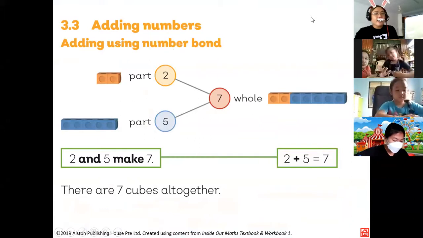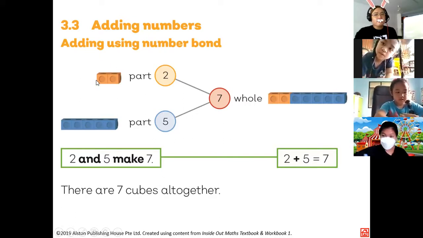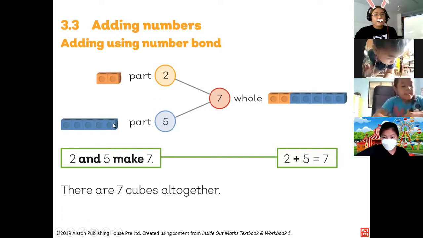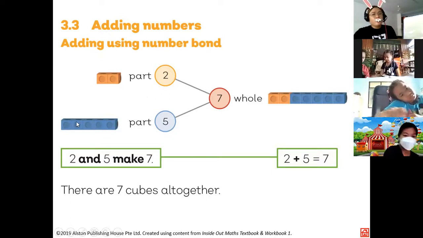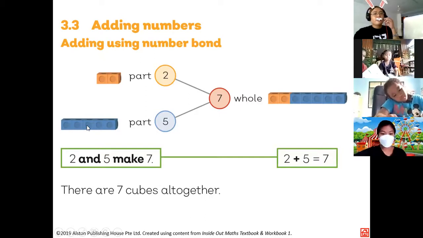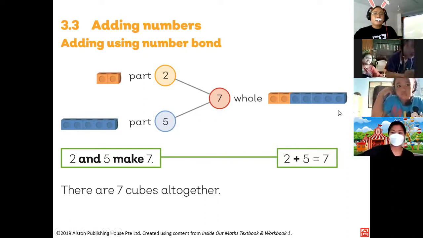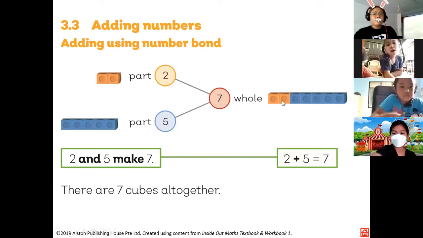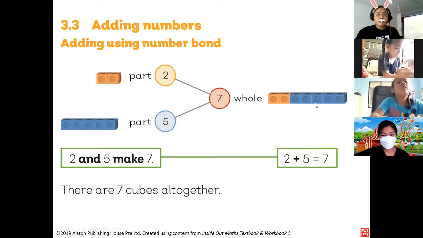Okay, so we have cubes here. The cubes over here, how many cubes? That's 2, 1 and 2. And right here, we have 5 cubes: 1, 2, 3, 4, and 5. And over here, we have 7 cubes: 1, 2, 3, 4, 5, 6, and 7.